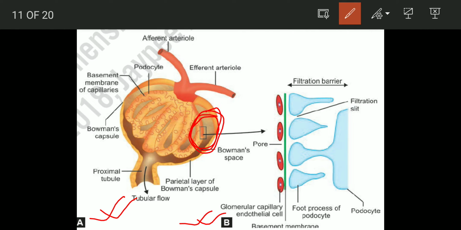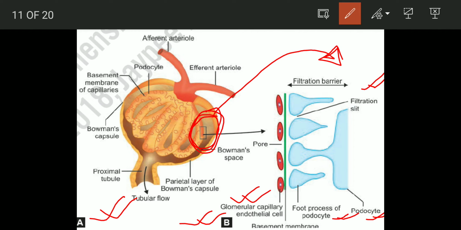I am zooming into this to see the layers of the basement membrane. There are a total of 5 layers which you need to remember. What we see here is the glomerular capillary endothelial cell. Then you can see the foot process of podocytes, then the filtration slit and the podocytes. Basically, this is what gets filtered.